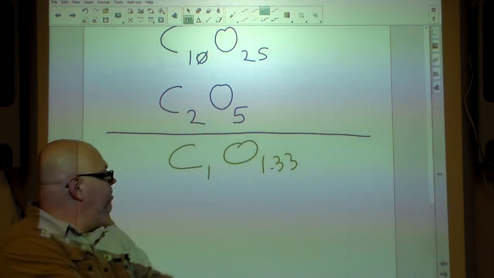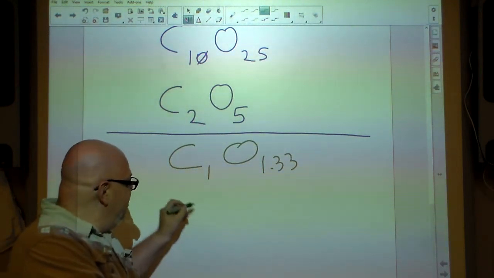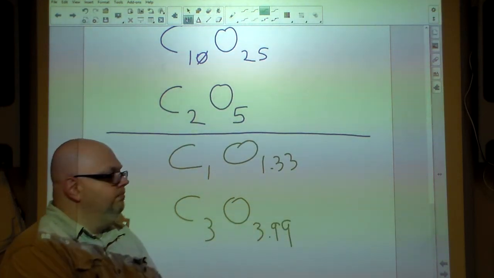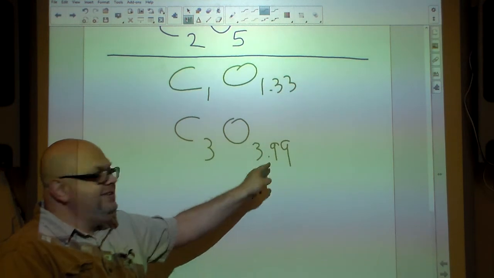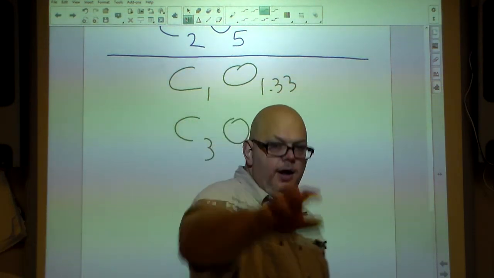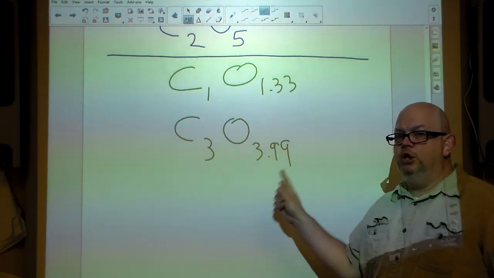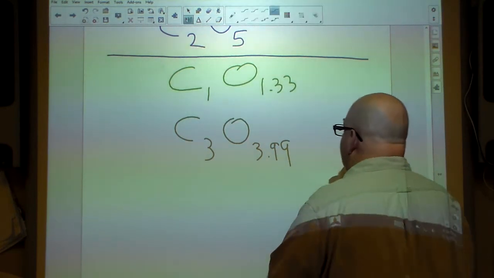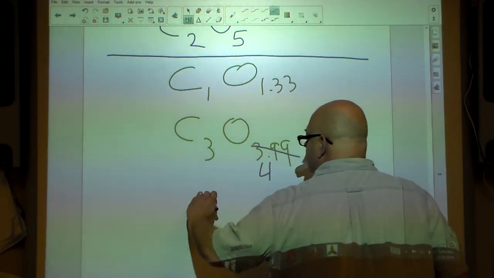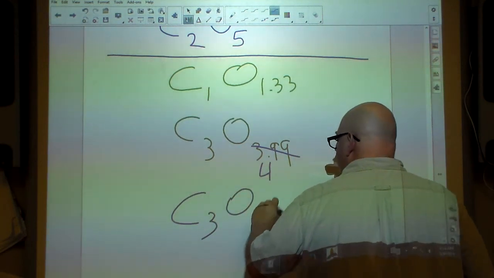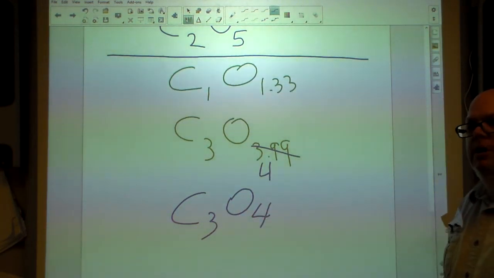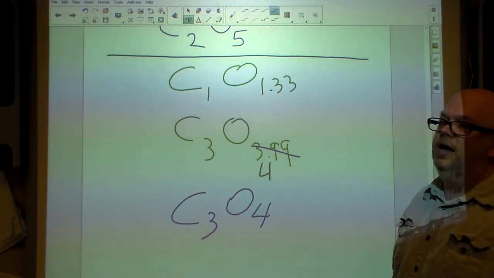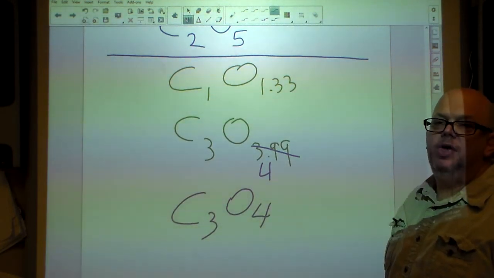Okay. Well, if we multiply by 3, we'll have C3O3.99. You'd say, but wait a minute, that's still not a whole number. Okay, hold on there. This is not as bad as it looks, because this is close enough to round to a 4. So you've got C3O4 as your empirical formula. This in real life isn't going to be very stable. It's just not going to be. It's going to react with other things.